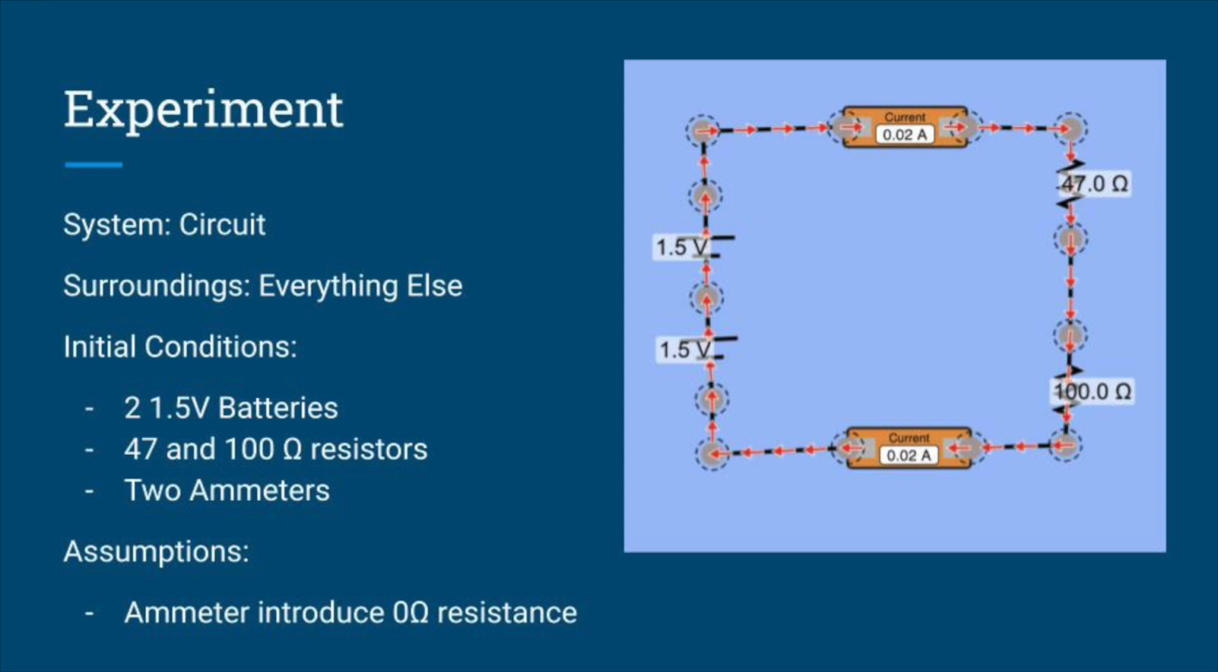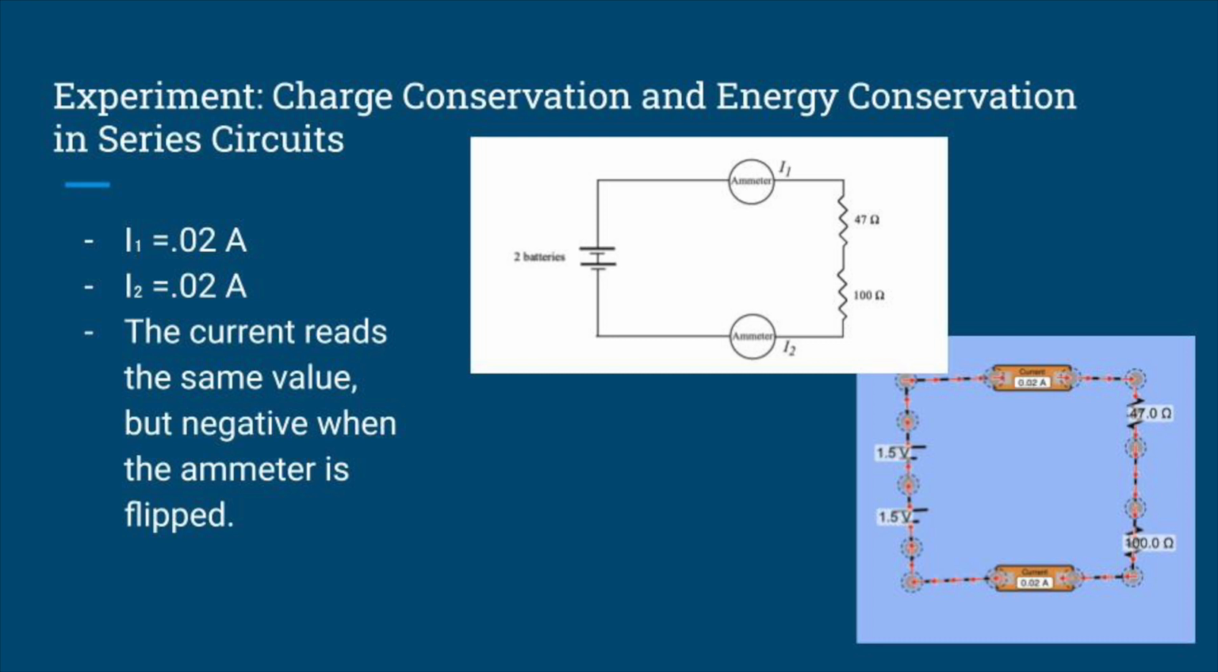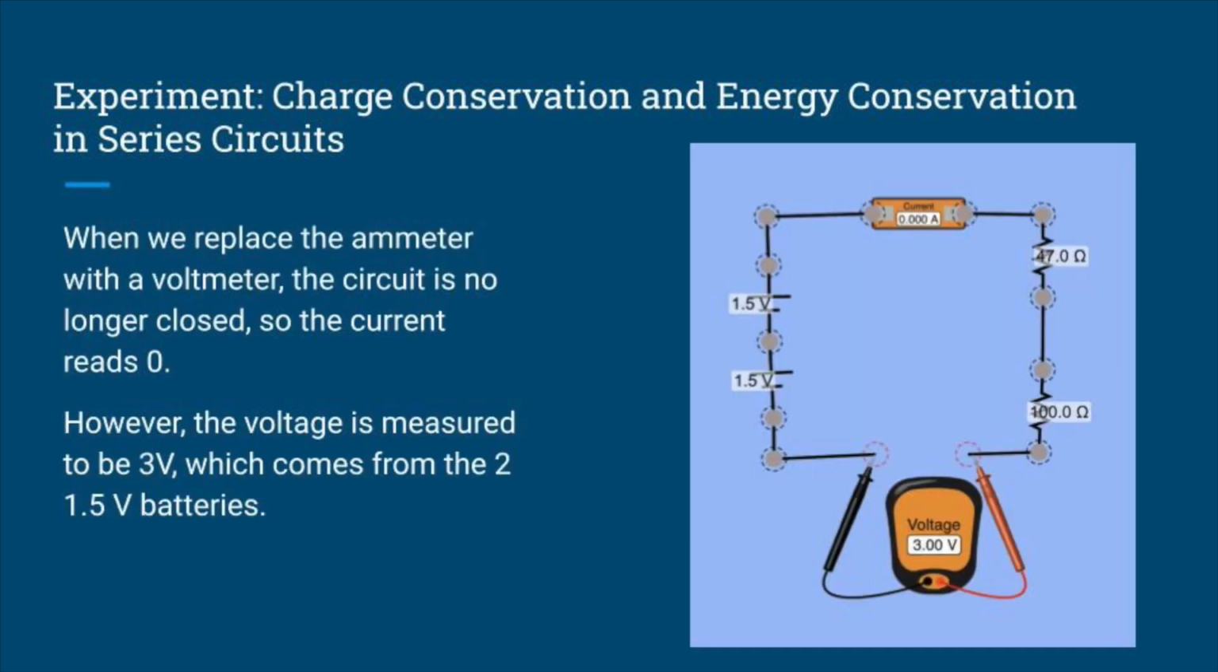Our first experiment, our system includes a circuit and the surroundings is everything else. Our initial conditions is two 1.5 volt batteries, a 47 and 100 ohm resistors, and two ammeters. We assume that the ammeter introduces a 0 ohm resistance, which we will carry this assumption throughout the experiment. So we can find that our I1 is equal to 0.02 amps and I2 is also equal to 0.02 amps. If we flip one of the ammeters around, we get the same value, but it's just a negative number.